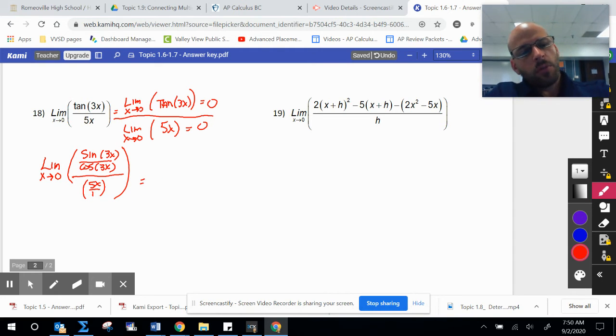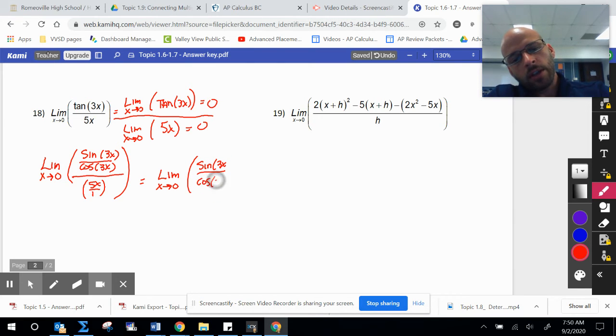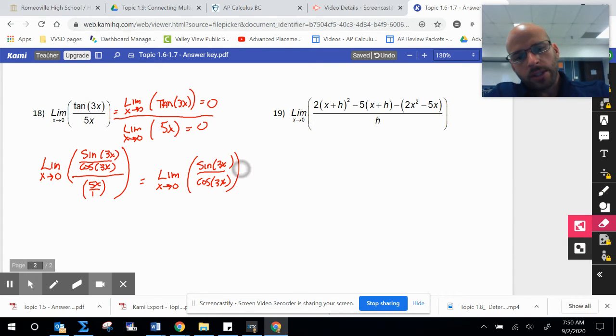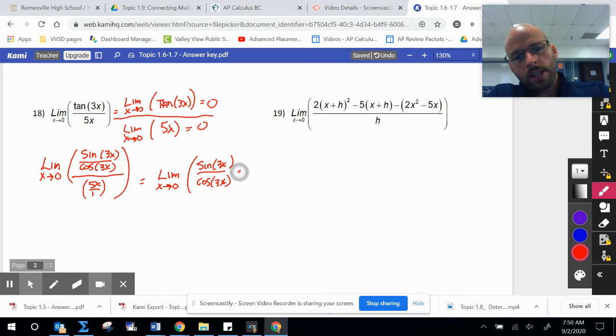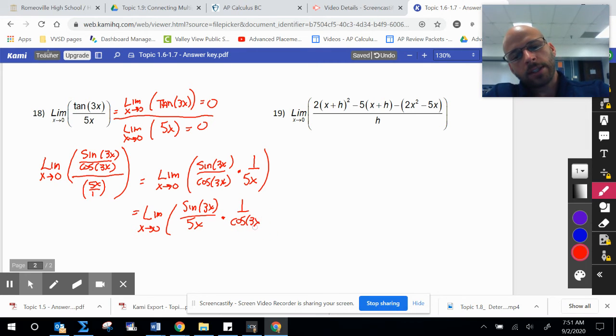So what we can do now is multiply by the reciprocal as x approaches 0 of, so let's write that numerator out, sine of 3x over cosine of 3x. Oops, I didn't want to close that parentheses. Let's try that again. Times, now the reciprocal of the denominator. And now I'm going to reorganize this. I'm going to say the limit as x goes to 0 of, I'm going to take that sine of 3x and put it over the linear piece times 1 over the cosine of 3x. And now I can evaluate each of that product at 0.